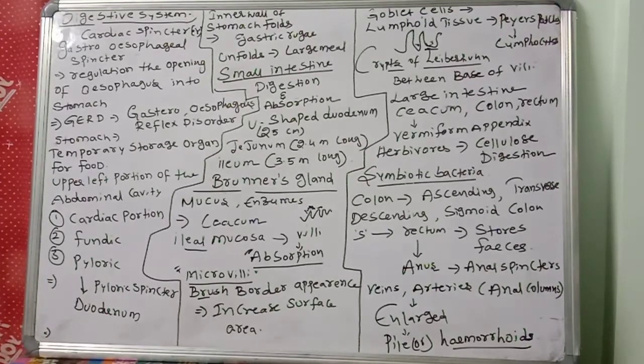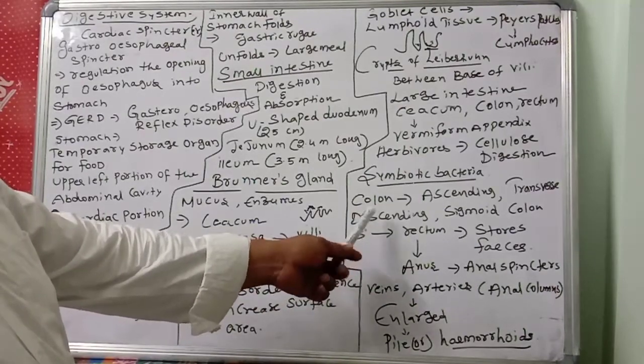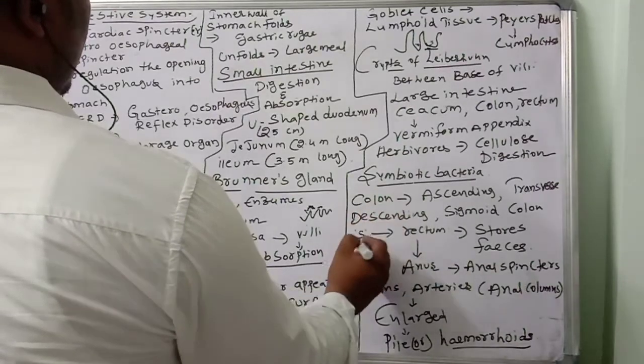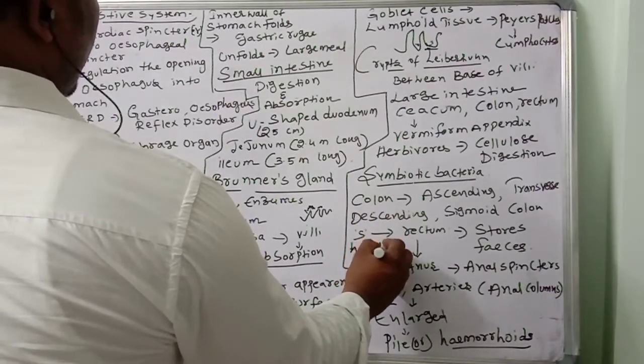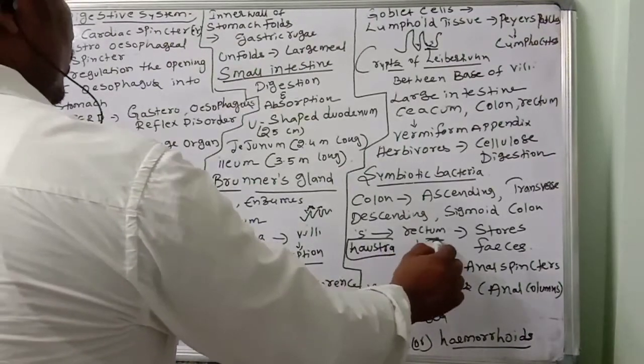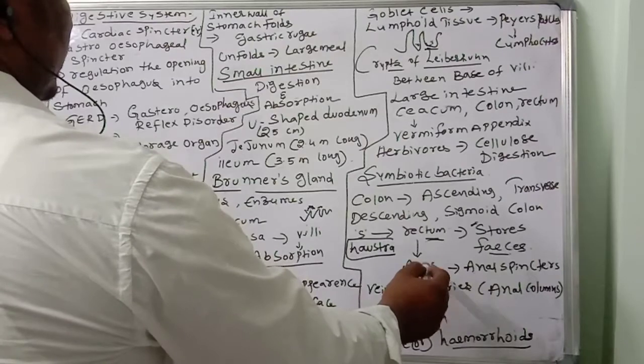Now, most important are the ascending, transverse, and descending colon. The colon is lined by dilations, which are called haustra. Then the sigmoid colon opens into the rectum. Rectum, what is the use? It stores the feces, and the rectum opens to the outside through the anus.